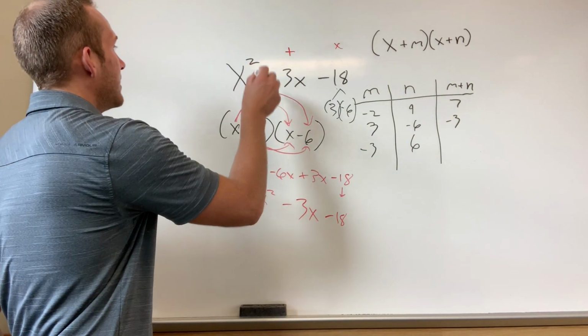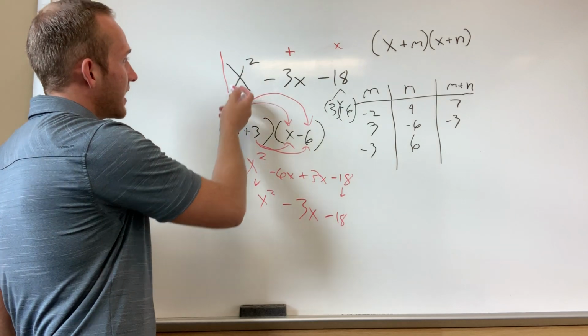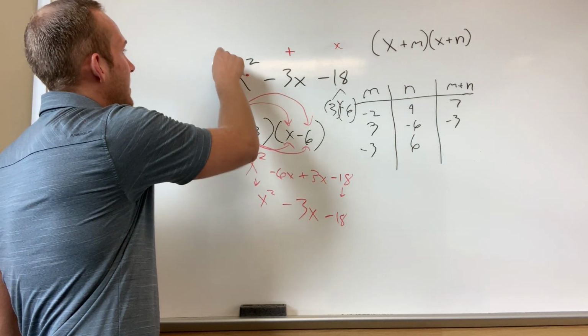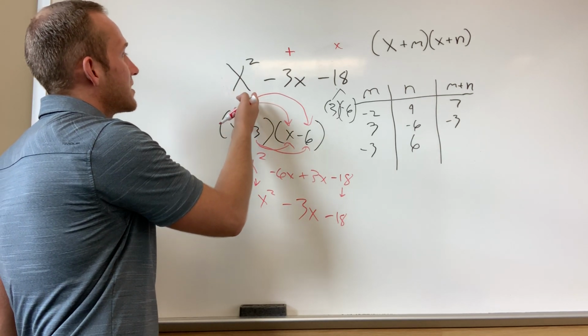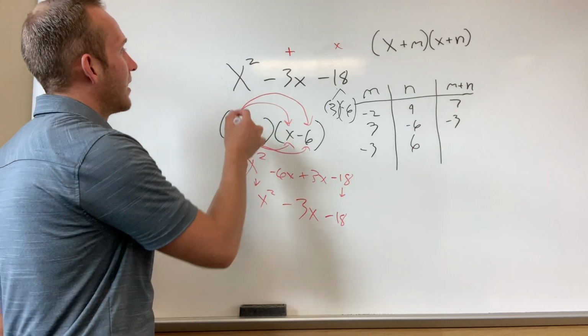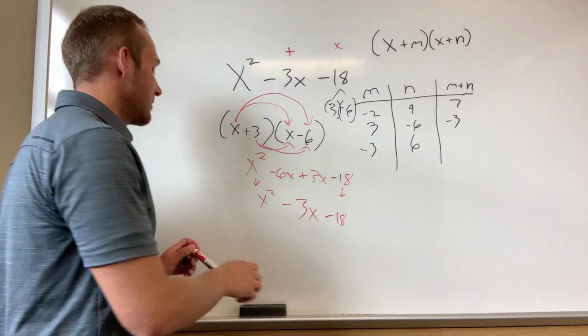So this is a leading coefficient of 1 right here. So 1 is right here, but usually when there's just a variable right there, it's just expressed as x squared. But that's a leading 1.